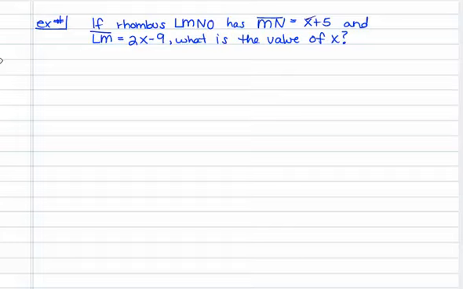So for example number 1, if rhombus LMNO has MN equal to x plus 5 and LM equal to 2x minus 9, what is the value of x? I don't know what they're talking about without a picture. So let's draw a picture. Try to sketch a rhombus. Basically it's like a tilted square. We want it to have all the sides the same length, but we don't want it to be straight up and down like a square.